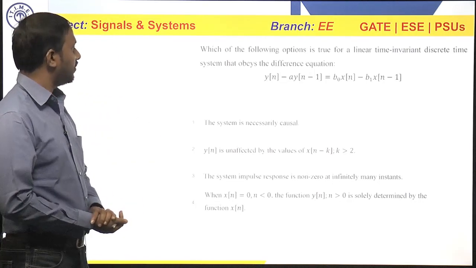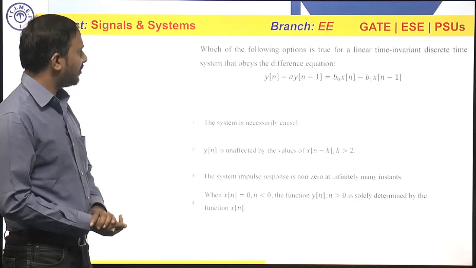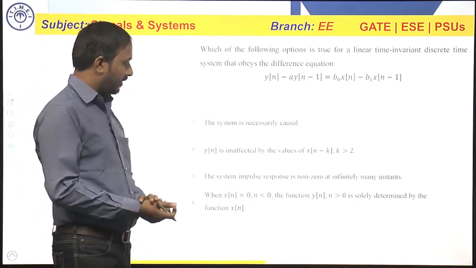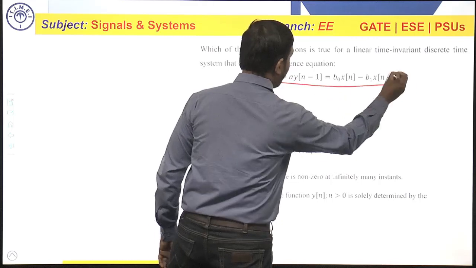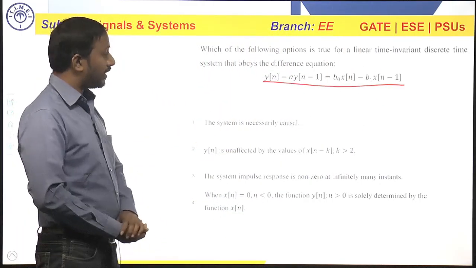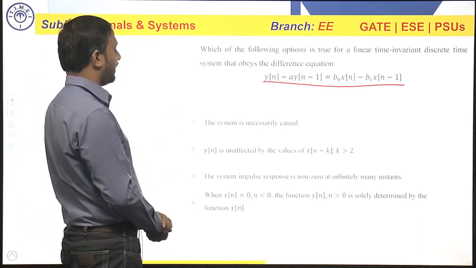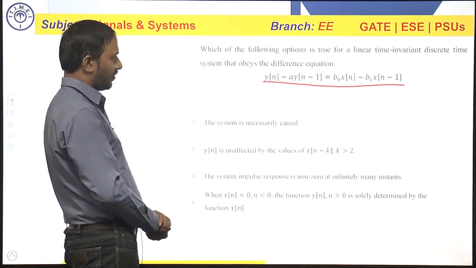The next question is, which of the following options is true for an LTI discrete time system that obeys the difference equation? He has given one difference equation like this and he has given four options. Now we have to select the correct option. The first option says that the system is necessarily causal.